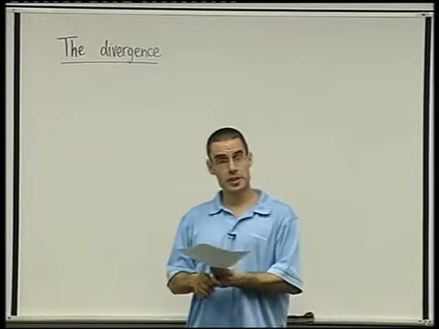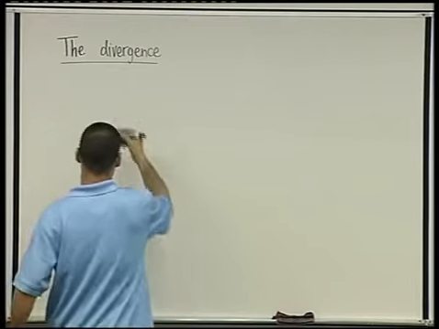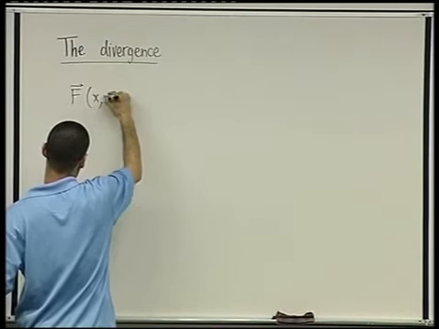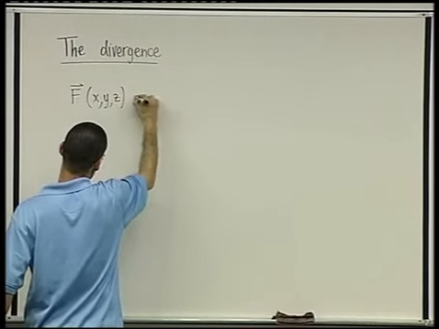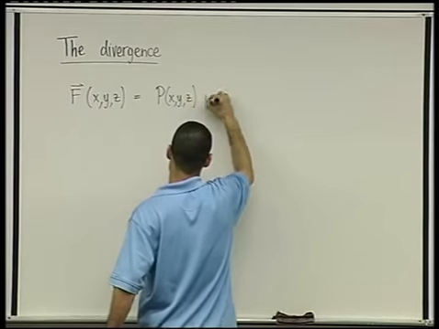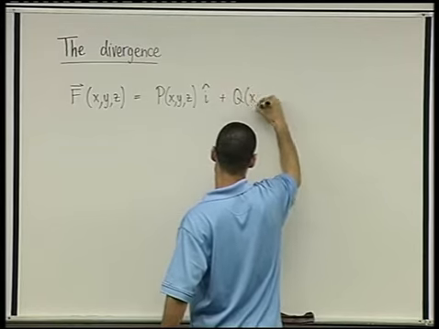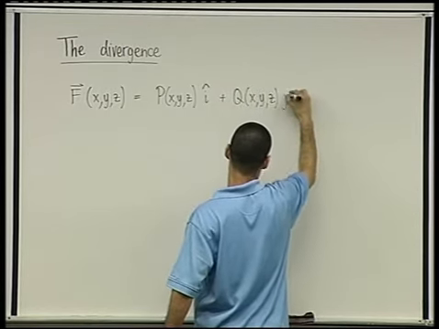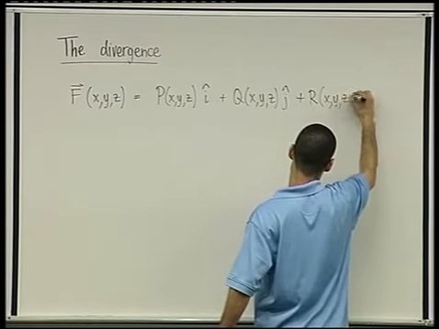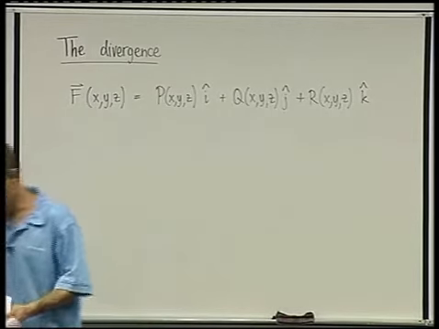So the title of this clip is the divergence, and let's first define what it is. So we have a vector field, f of x, y, z, which is p of x, y, z, a scalar function, in the i component, plus q of x, y, z in the j component, plus r of x, y, z in the k component. So this is a three-dimensional vector field.